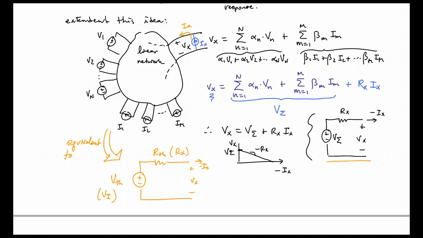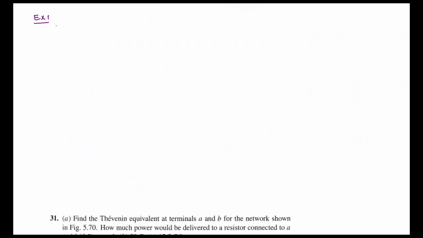Okay, let's put that to use in a problem. So find the Thevenin equivalent circuit. So let me draw something here. Okay, so we have R1, R2, V1, I2.